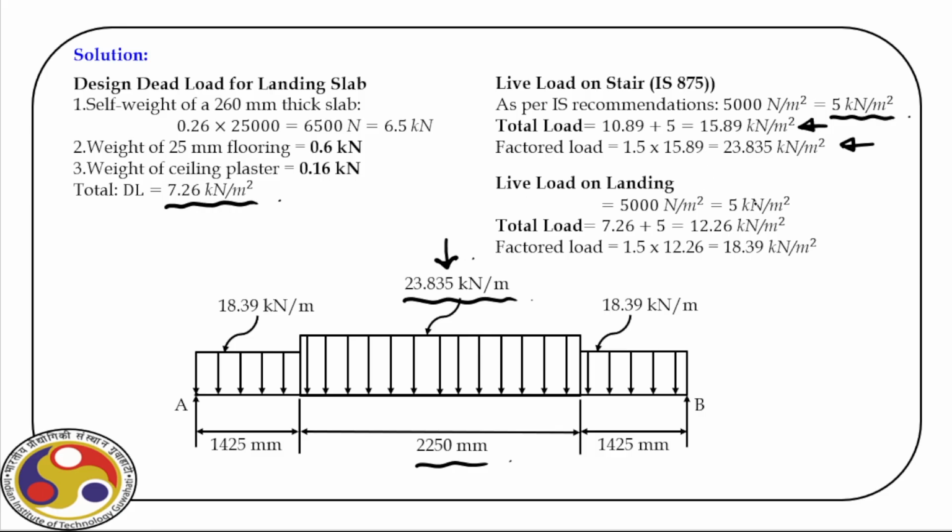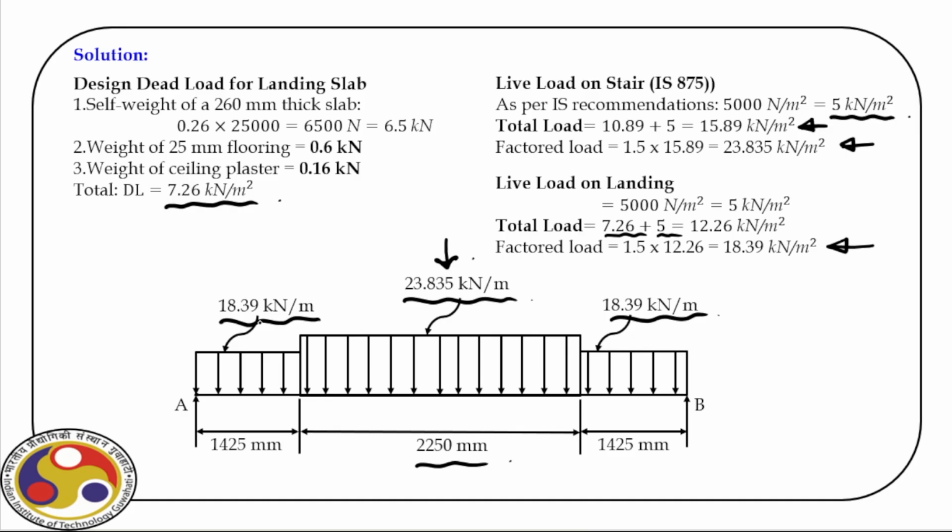Then over the landing we have live load. So the total load on the landing is 7.26 plus 5, and we have to multiply with a factor of 1.5. So it is 18.39. So you can see at the two landings we have 18.39 kilonewton per meter.